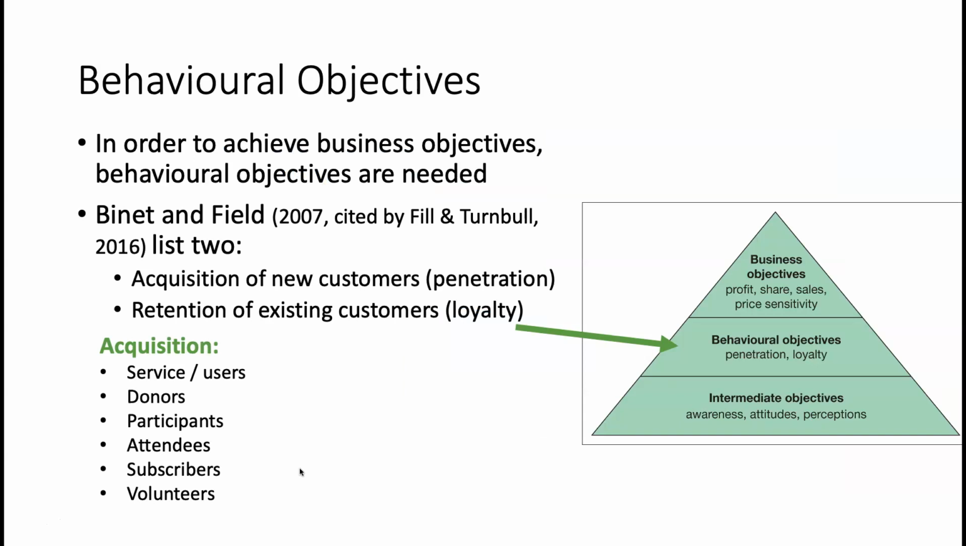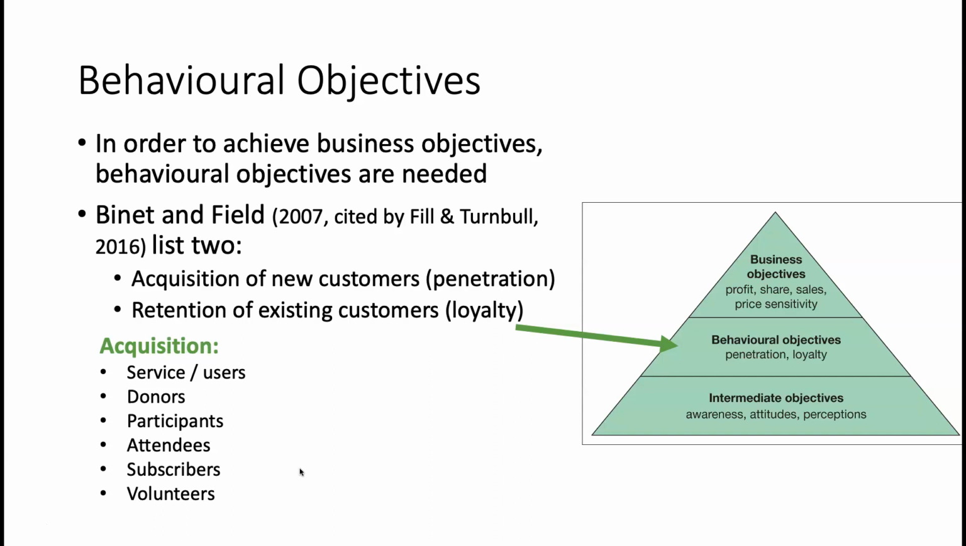So in order to support your reason for being, in order to achieve your mission in the world, you need to achieve your behavioural objectives. Penetration roughly translates to acquiring new customers, and loyalty roughly translates to retaining those customers, so keeping them with you. As a charity, you might need to gain new donors, but you might also want to retain those donors to see if you can get them to donate monthly perhaps, so that you're not constantly chasing new donations. You actually have an income stream coming in.